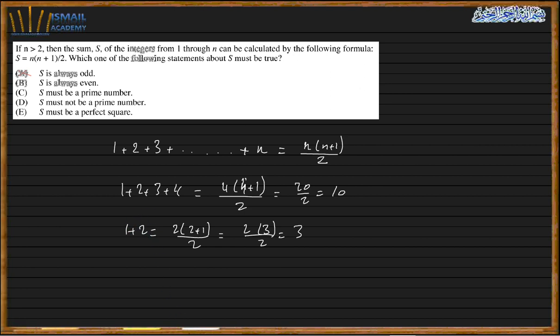You just need to add those two. That means this is not true. Must be prime? No, because you see the sums can be even, like here. That means it's not prime. It's not a prime? Yes, it's not a prime.